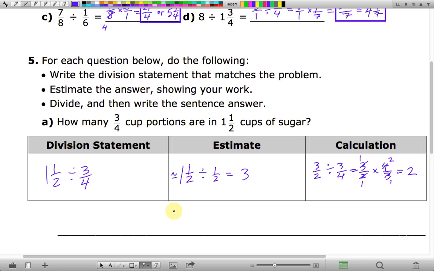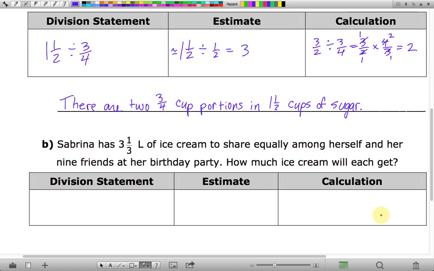And writing a sentence answer here, so there are 2 3/4 cup portions in 1.5 cups of sugar. So there we go. Let's take a look at the next one.